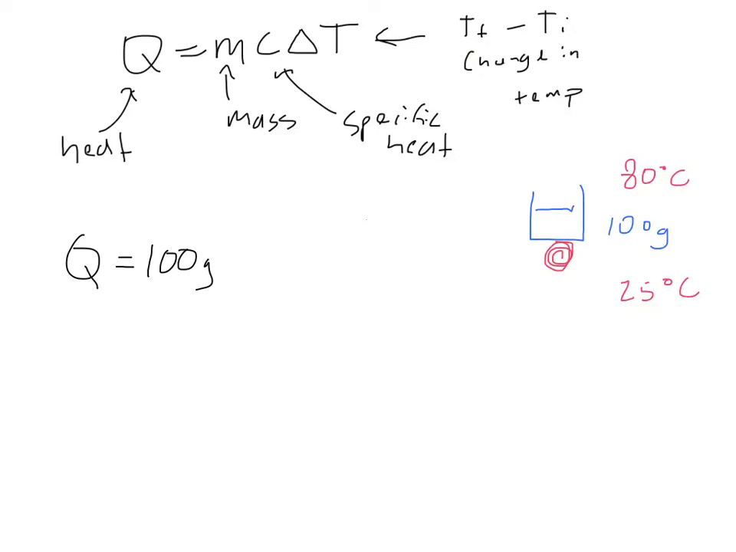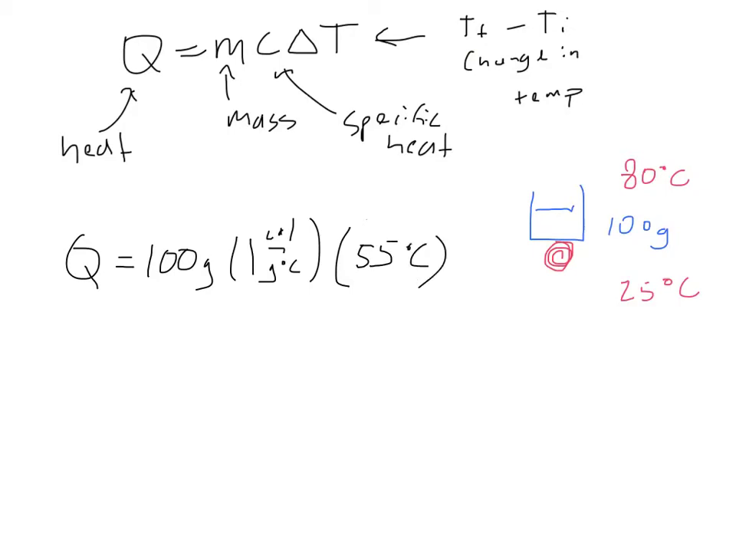Good. What's our C? Specific heat of water. Let's use it in calories. Who said 1? Lee, good job. 1 calorie divided by grams degrees Celsius. That's my C. And my delta T is my change in temperature, so final minus initial. So 80 minus 25. What's my change in temperature? What did you say, Steph?